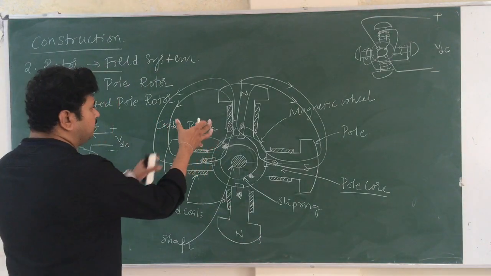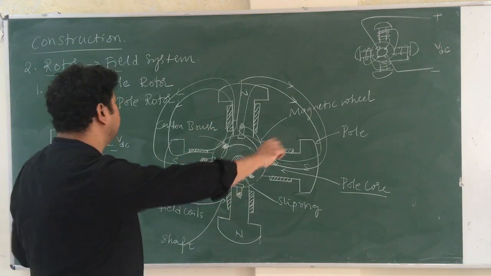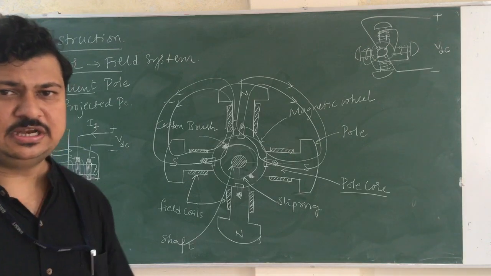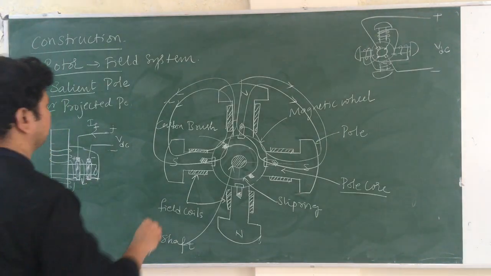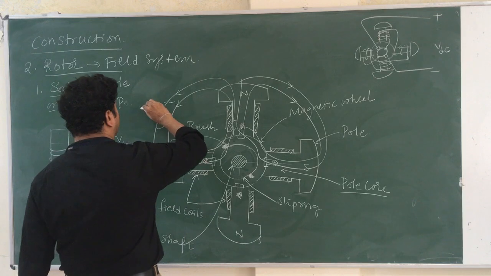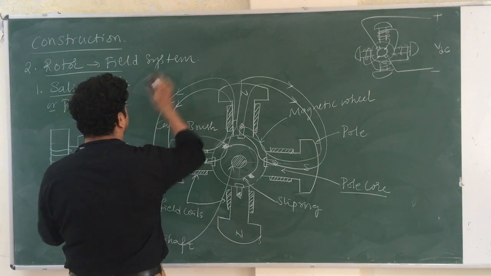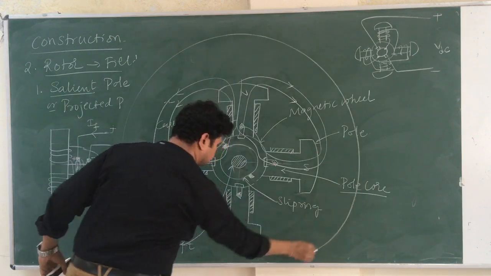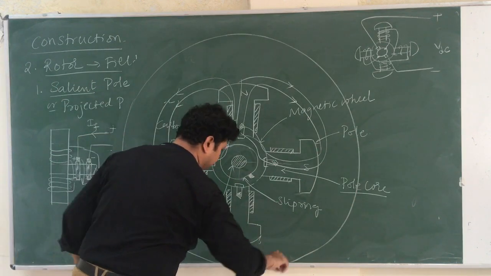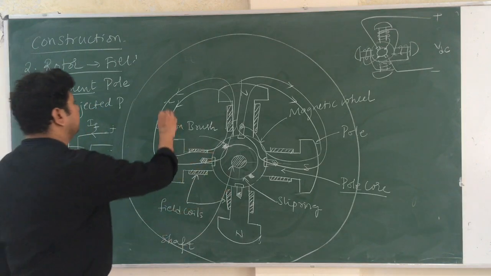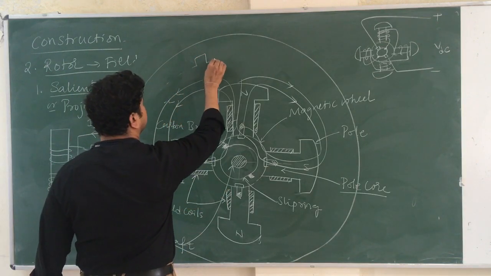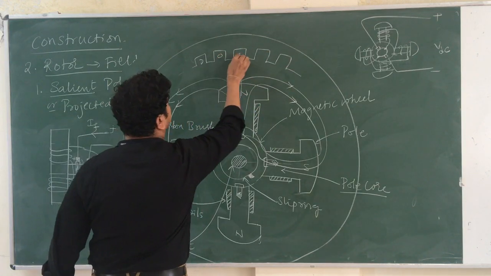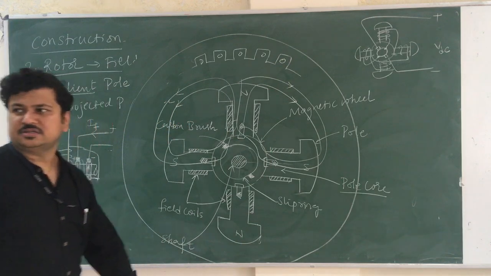Now, when I place this rotor inside the stator, we know that the stator is a hollow cylinder. Now I will place this rotor inside the stator. So this is the stator with a number of slots, and each slot containing the conductors.